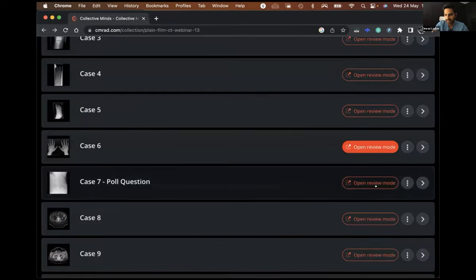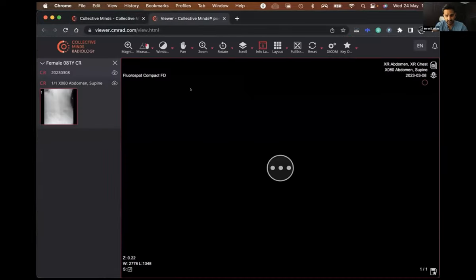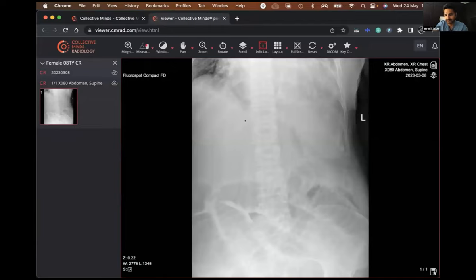Okay, so this one's got a pole. So Sadhu, my friend who's helping me, my cousin, is going to put up that pole while I have a look at this. And I'll explain what's going on.